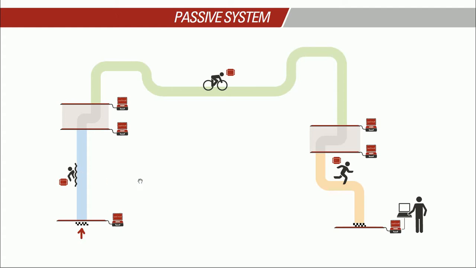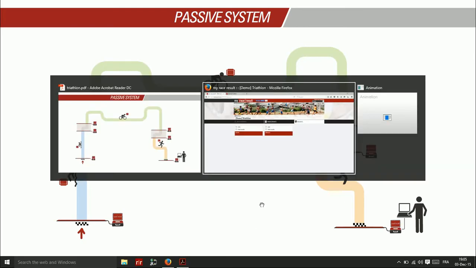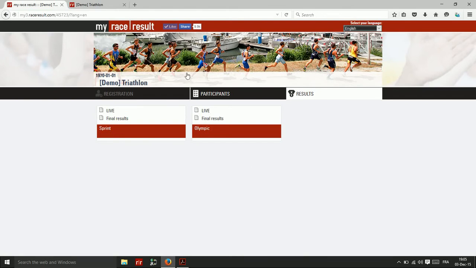But the basic setup is quite the same with transition in, transition out after the swim and after the bike, and then a finish system. So now we are going to show you how to set this up. So what we want to achieve is to publish results live during the event.